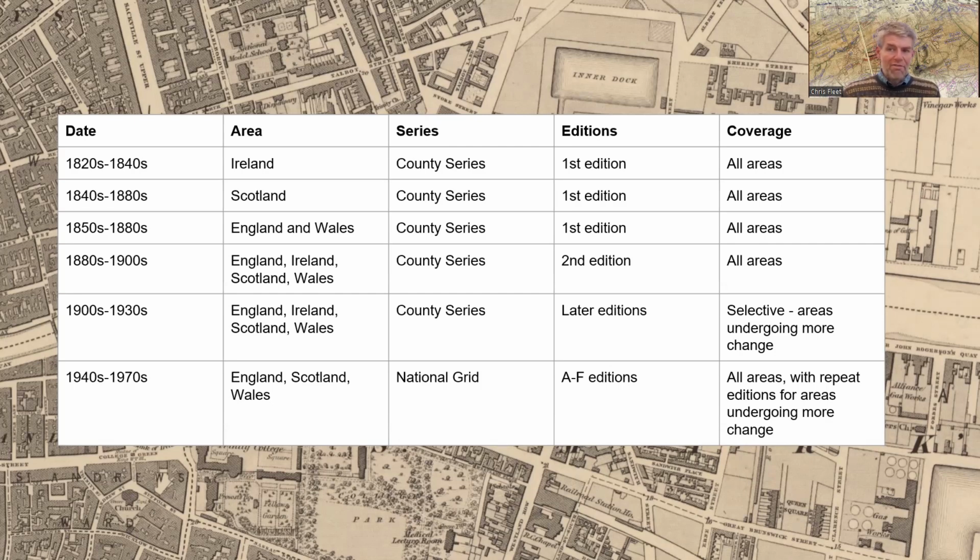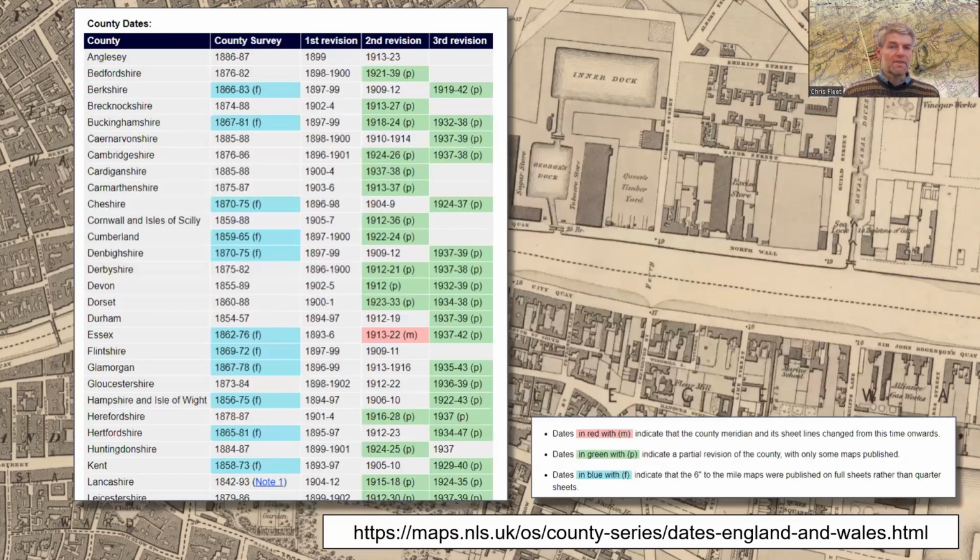So for all areas in Britain, they will have at the minimum 3 main dates of Ordnance Survey mapping. But for more built-up areas, there are often many more, allowing change over time to be seen more easily. On our website, we also give details of the main revision dates of mapping over time, the green dates here indicating partial revisions of the county.